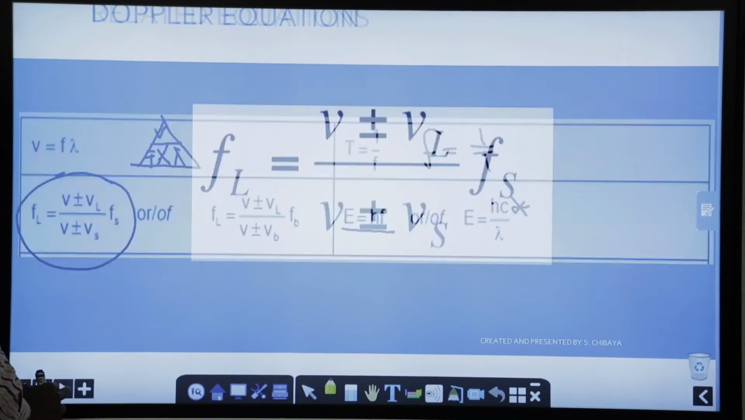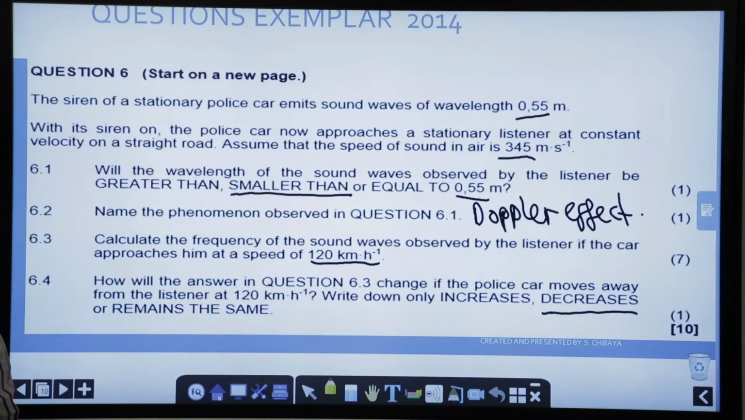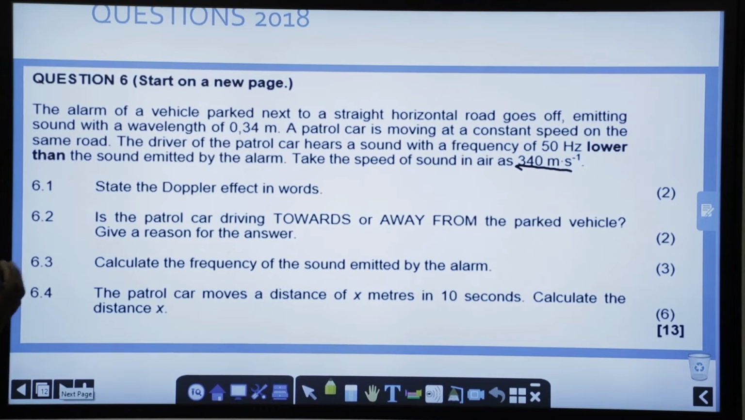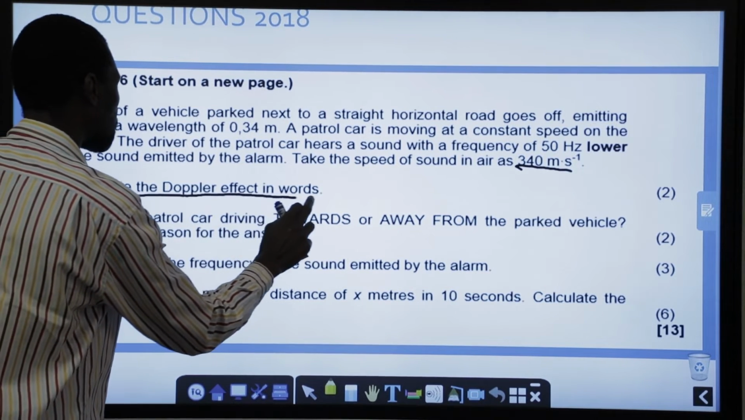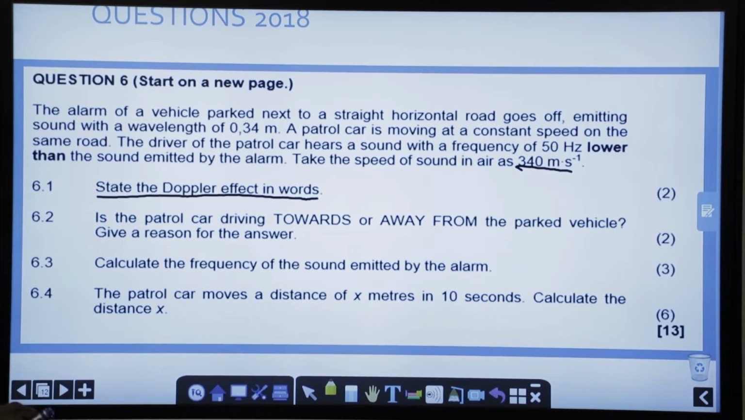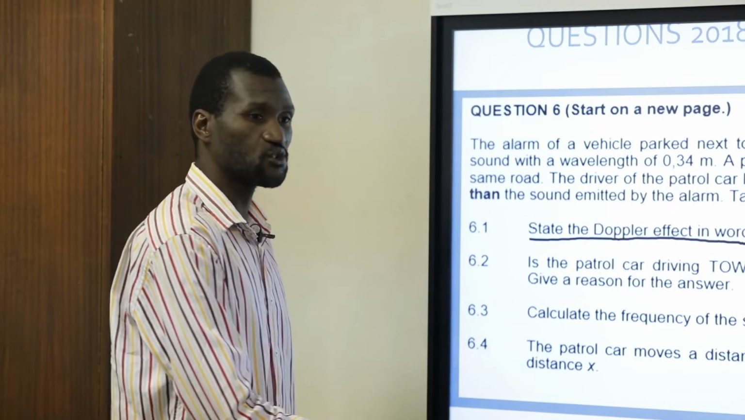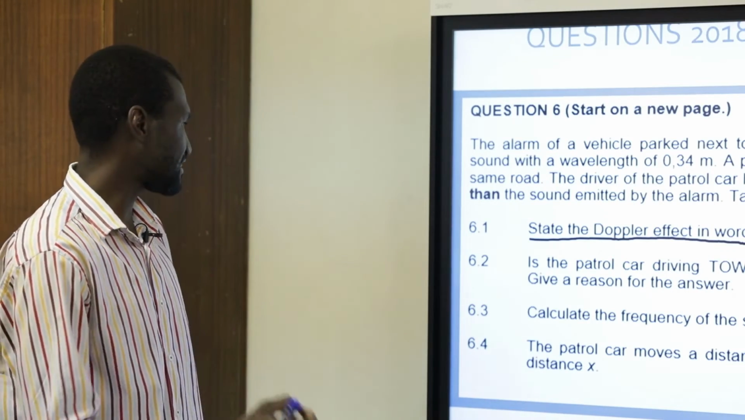All right. Write it down and always try to remember it each time you walk into an exam, because the examiner would want you to have it at your fingertips. All right. So that is 6.1, stating Doppler effects in words. That is the apparent or change in observed frequency is as a result of the motion of the source and the listener.